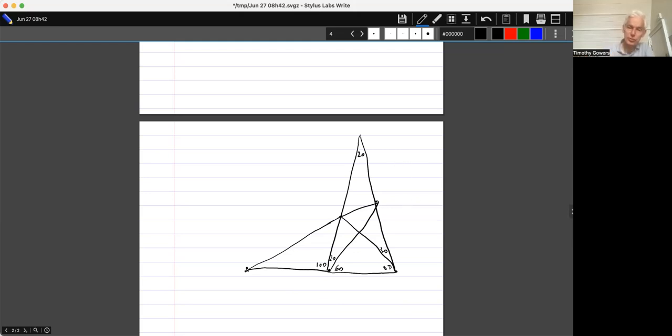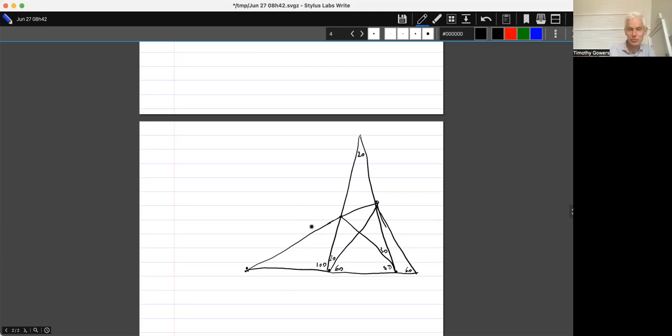And then I had also an equilateral triangle here. So that's 60. So notice that these things that I've added in are looking really quite nice. So I've got that length is equal to that length, and it's conjecturally equal to that length.